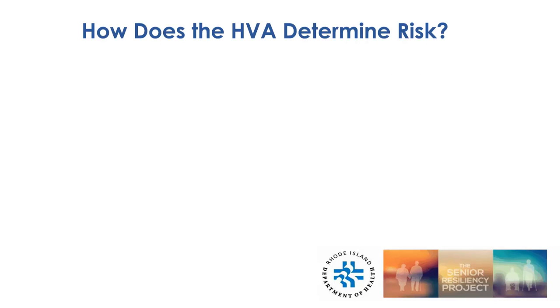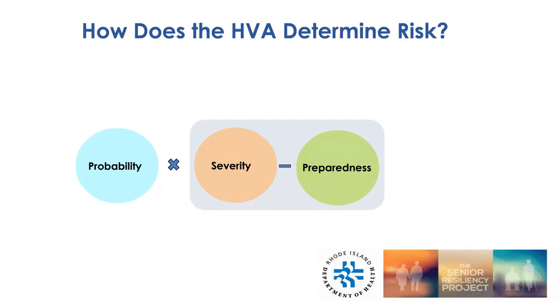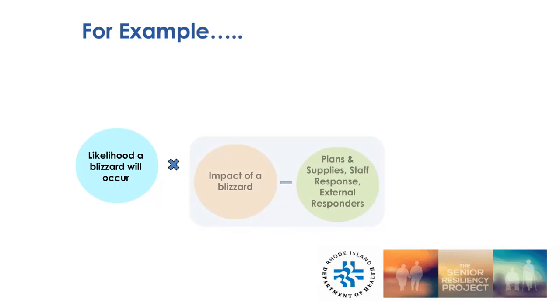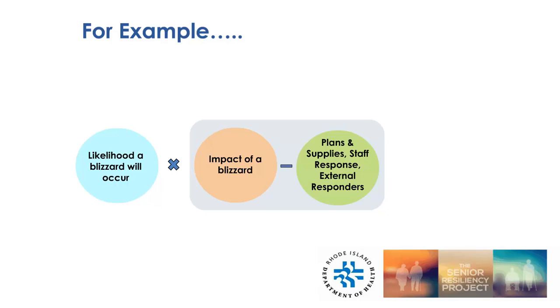Based upon the user's inputs, the HVA calculates probability times severity mitigated by preparedness efforts to determine risk. For example, multiplying the likelihood a blizzard will occur at an organization times the impact of the blizzard on the organization minus the mitigation efforts that were taken, including plans and supplies, staff response, and external response, results in the risk of a blizzard to that organization.